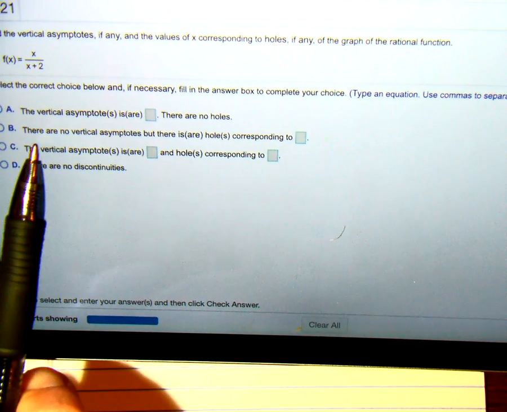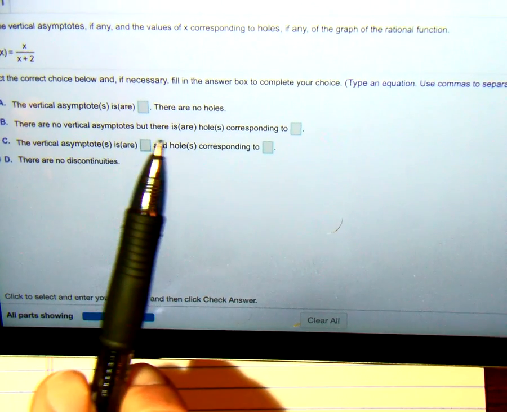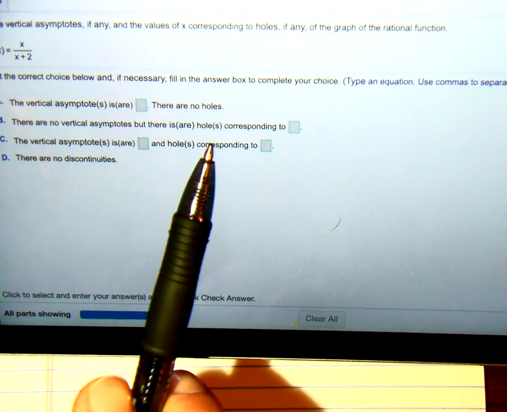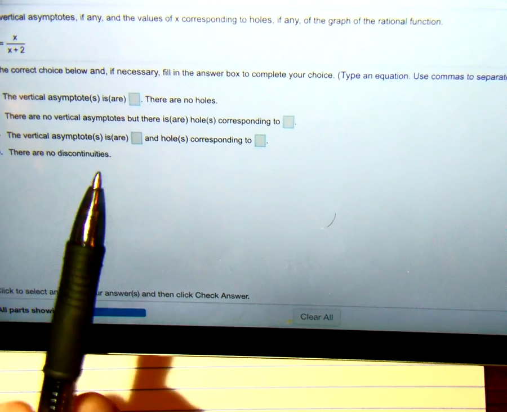We see we have four options: there are vertical asymptotes with no holes, or no vertical asymptotes but holes, and so we have the different combinations of those. Or lastly, there are no discontinuities.